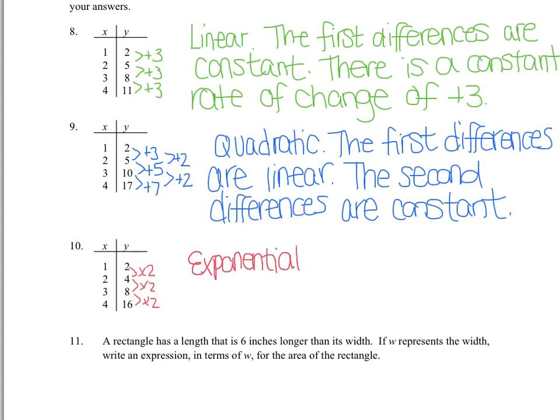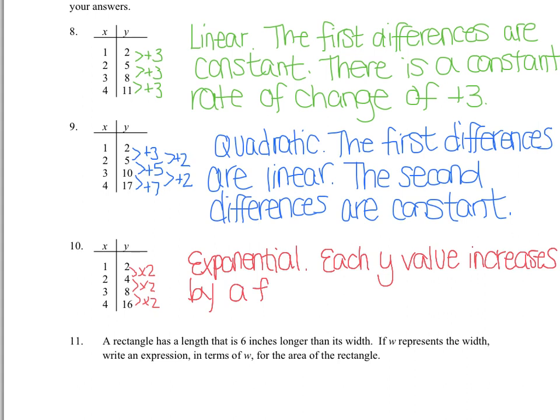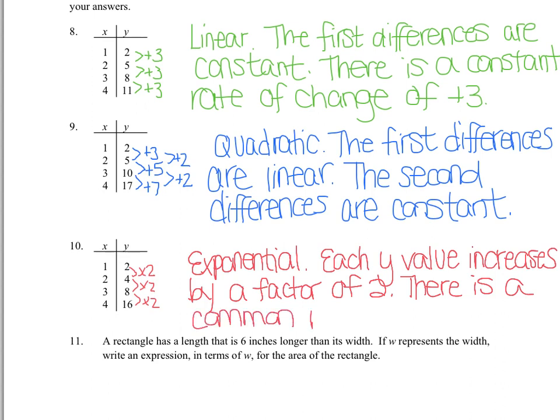So, an exponential function is defined by there being a common ratio of 2. Each y value increases by a factor of 2, meaning it is multiplied by 2 every time. Another way you can say this is that there is a common ratio of 2.